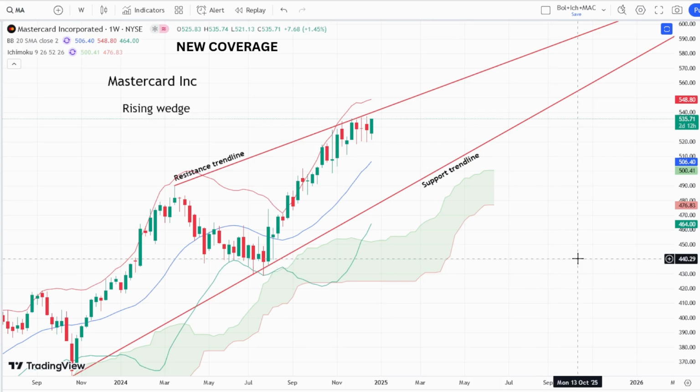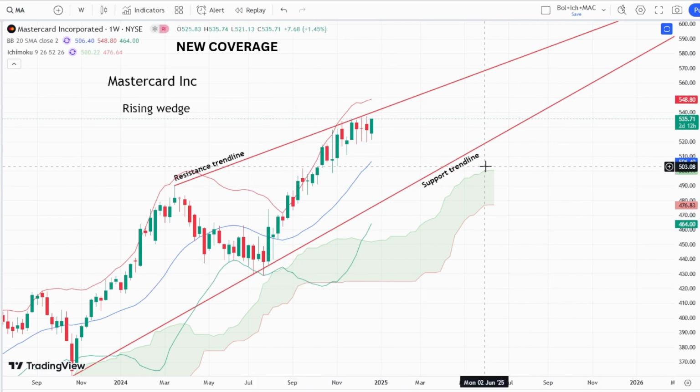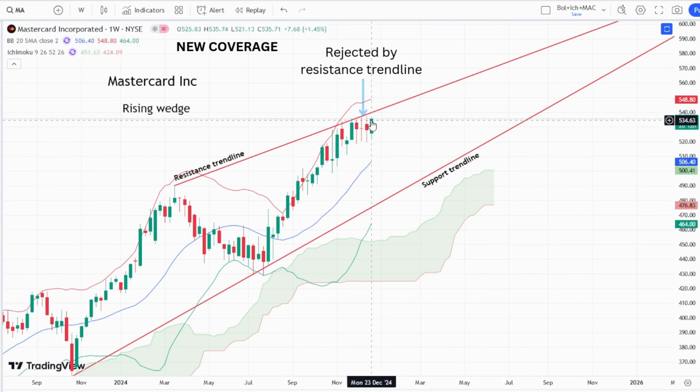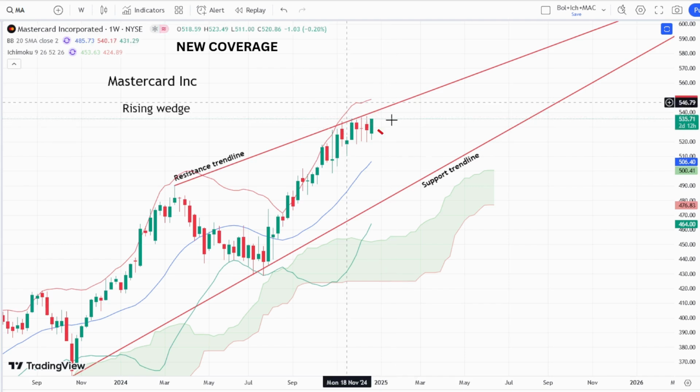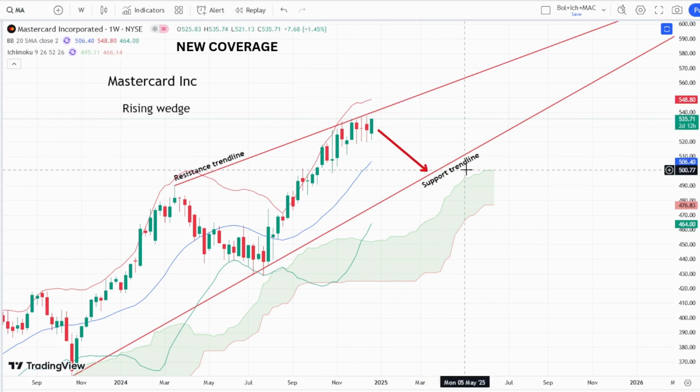Next is Mastercard. There is also bearish potential in Mastercard, but this one is in a very early stage. I suspect that Mastercard may be forming a rising wedge, a bearish pattern, and the price action over here was just rejected by the resistance trend line. Price action is expected to be lower, but I would not place my bets on a breakdown below the support trend line just yet.